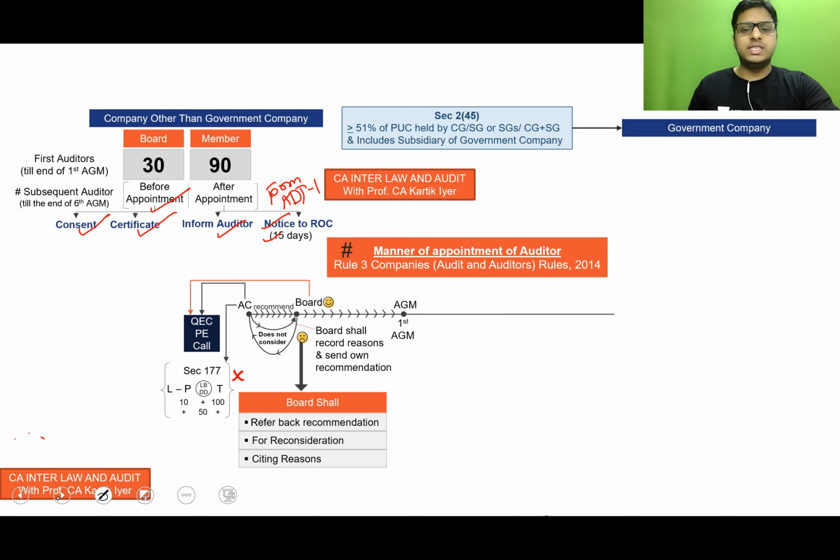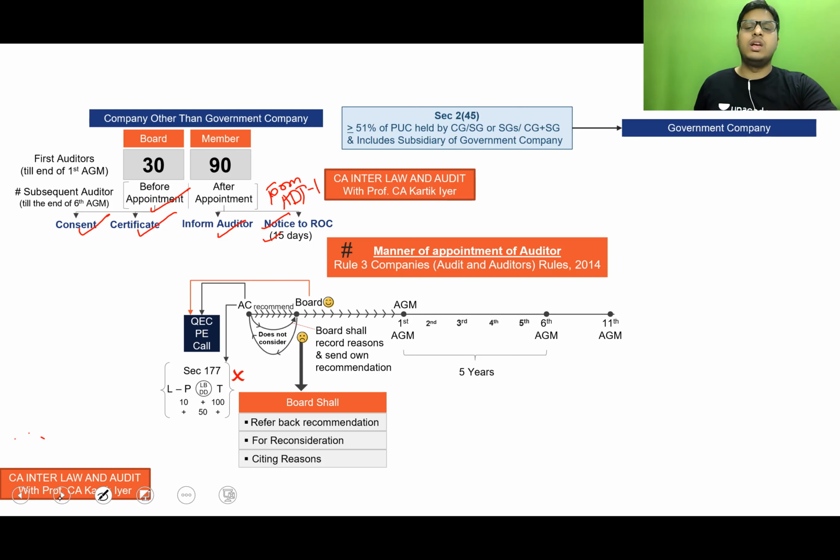Now this is the first AGM and this is the sixth AGM. Between the first AGM and the second AGM, there is 1 year. Then 2 years are completed, 3 years are completed, 4 years are completed, and from the 5th AGM to the 6th AGM, 5 years are completed. So this is nothing but 5 years, correct? That is basically the provision in relation to the subsequent auditor's appointment.